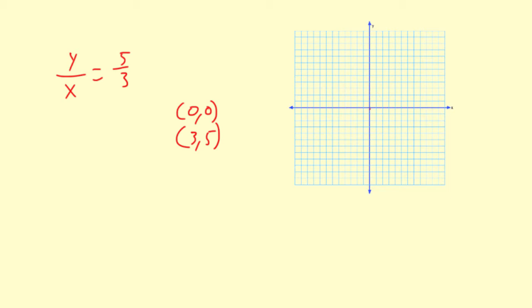So I'm going to plot my point 0, 0 here, and then right 3, and then up 1, 2, 3, 4, 5 for my other point here. That's 3, 5. And then my graph will go right through these points. And I will also extend it this way. Okay, so that's how you make a proportion graph.